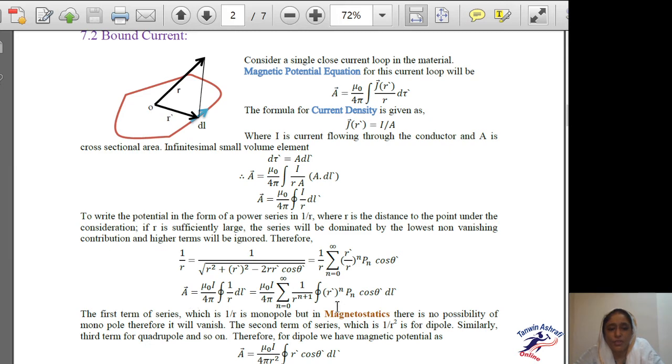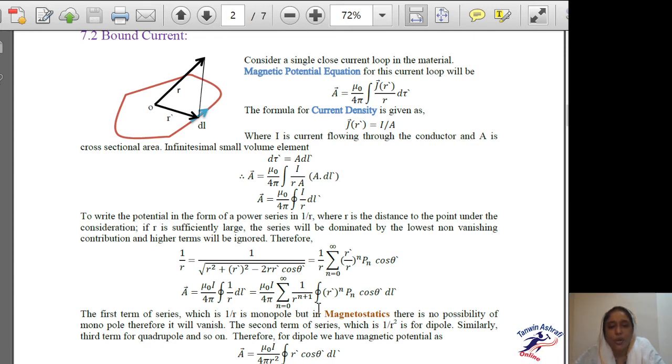The first term of this series, which is 1 upon R, because n equal to 0, is the monopole. But in magnetostatics, there is no possibility of a monopole. Therefore, it will vanish. The second term of the series, n equal to 1, that is 1 plus 1, 2, 1 upon R square, is for the dipole. Similarly, the third term is for the quadrupole, and so on. Therefore, we will concentrate on the dipole.